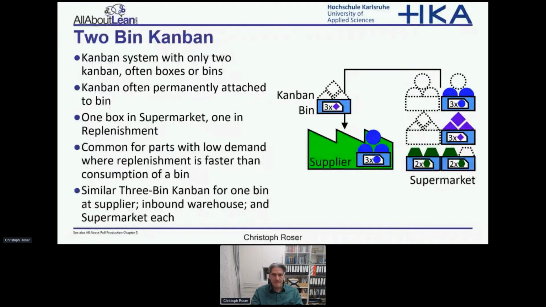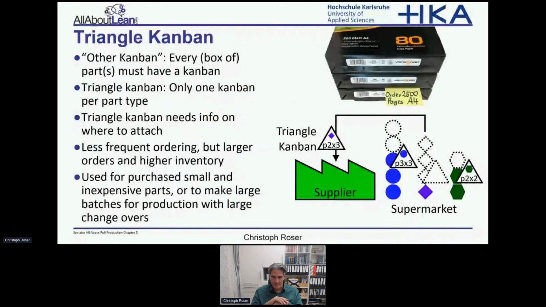So the last out of four Kanban systems, which I want to talk a little bit more about, that one now is actually different, because most Kanban systems, one requirement is that each part or each box of parts needs a Kanban. You cannot have material without Kanban. But that is different for the triangle Kanban, because with a triangle Kanban, you have only a single Kanban for every part type.